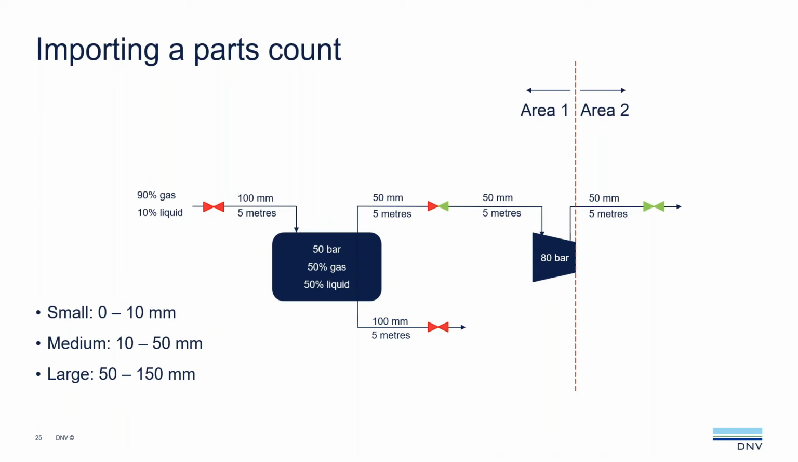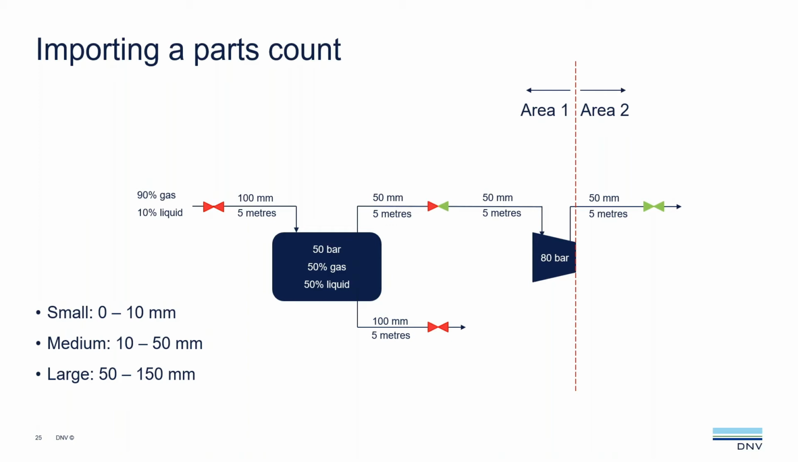Over on the right, we have a second isolatable section bounded by the green valves. This contains a compressor which increases the pressure from 50 bar to 80 bar. We have a gas stream coming into it, again 5 meters worth of 50 millimeter pipework, and then we have the stream coming out of it at 80 bar, which has 5 meters worth of 50 millimeter pipework.